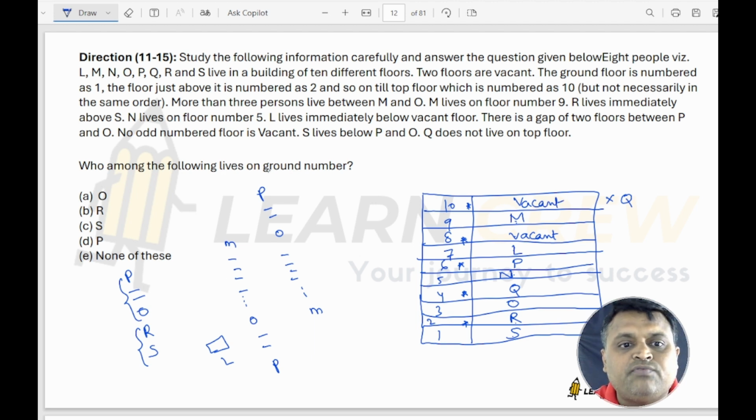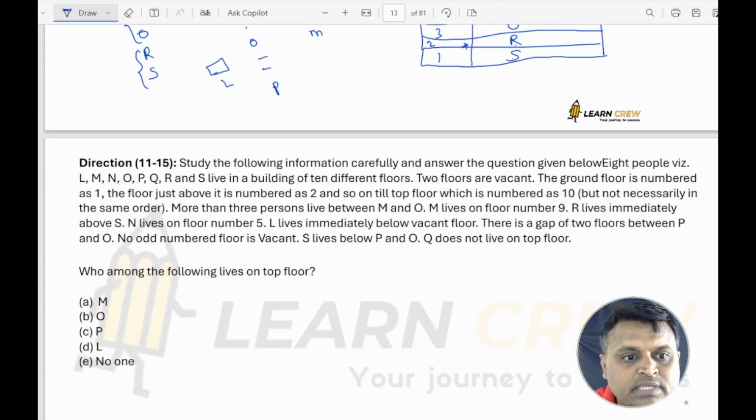Now, who among the following lives in the ground floor? Yes, it is option C. Next. Who among the following lives on the top floor? Top floor is vacant, so none.